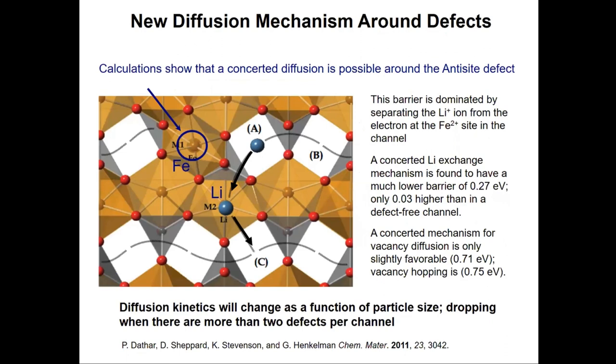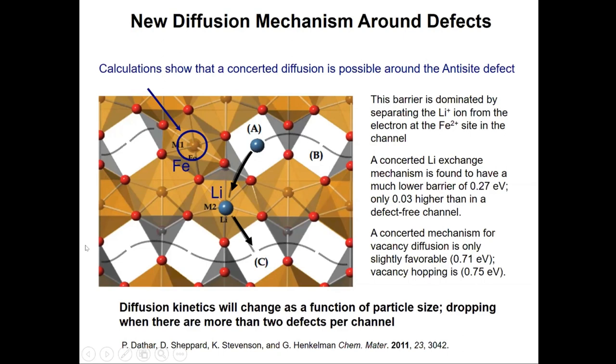And in fact, we found that for the case of lithium iron phosphate, you can form anti-site defects, which means that when iron substitutes in for lithium, it blocks the channel for diffusion. But in some cases, lithium ions can diffuse around by some exchange mechanism, a concerted mechanism, where it's actually a much lower barrier and it doesn't really block the diffusion into another channel.